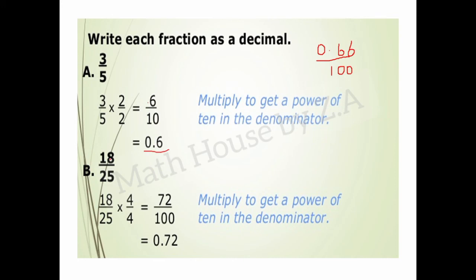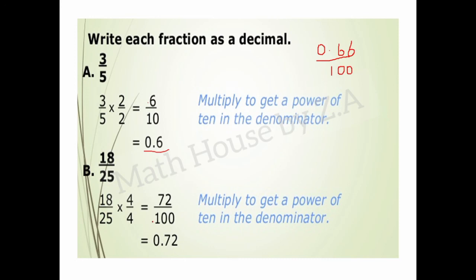Here is another example, 18 over 25. Now we multiply this 25 by some number to get a denominator that is a power of 10. We know that we can't multiply 25 by any number to get 10, so it means we should move to the hundreds. Tens, then hundreds, then thousands. So we can multiply 25 by 4 to get hundreds. Here we multiply this 25 by 4, so we should multiply 18 by 4 as well. So 18 multiplied by 4 we get 72 and 25 multiplied by 4 we get 100.